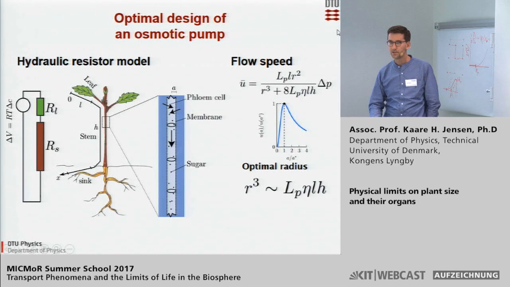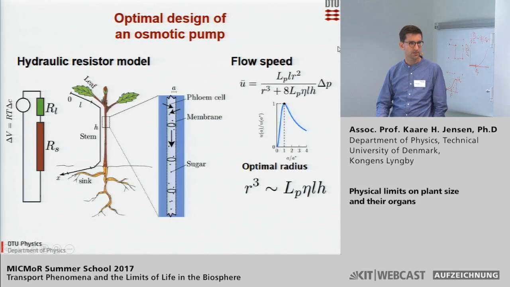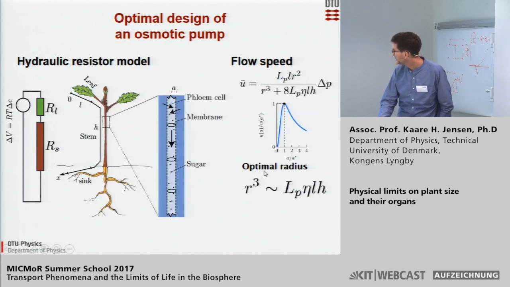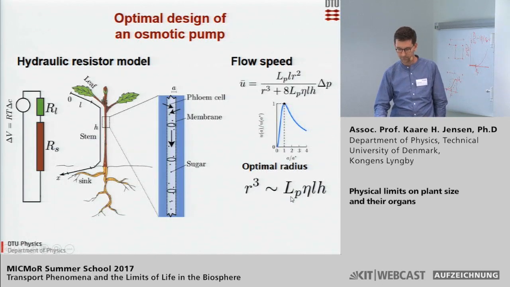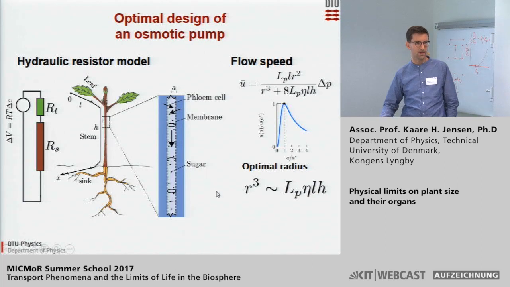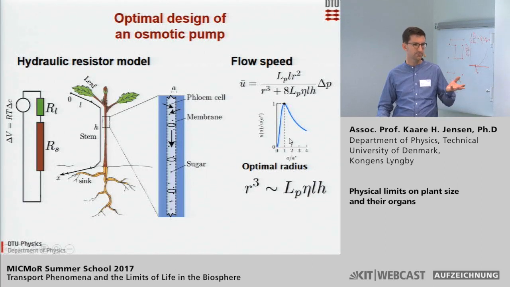Okay? So it means there is some optimum choice of conduit size for which the speed is as fast as possible. And it turns out that the radius to the power 3 is proportional to permeability of the membrane, viscosity, leaf length, and plant height. And so when I optimize here, I take the speed and make that as large as possible. You could say, well, don't you want to maximize the flow rate, for instance?